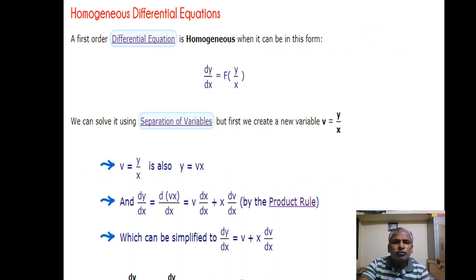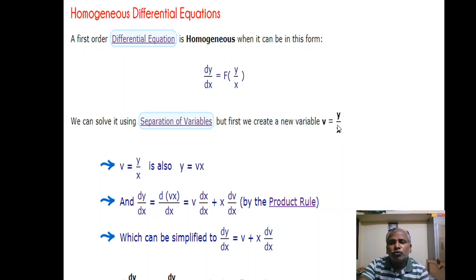Homogeneous differential equation. If a first order first degree differential equation is of the form dy by dx equals f of y by x, then it is called a homogeneous differential equation. We solve this homogeneous differential equation as follows. First put y by x equal to v, and using this transformation we change the dependent variable y to v, keeping x as the independent variable as it is.